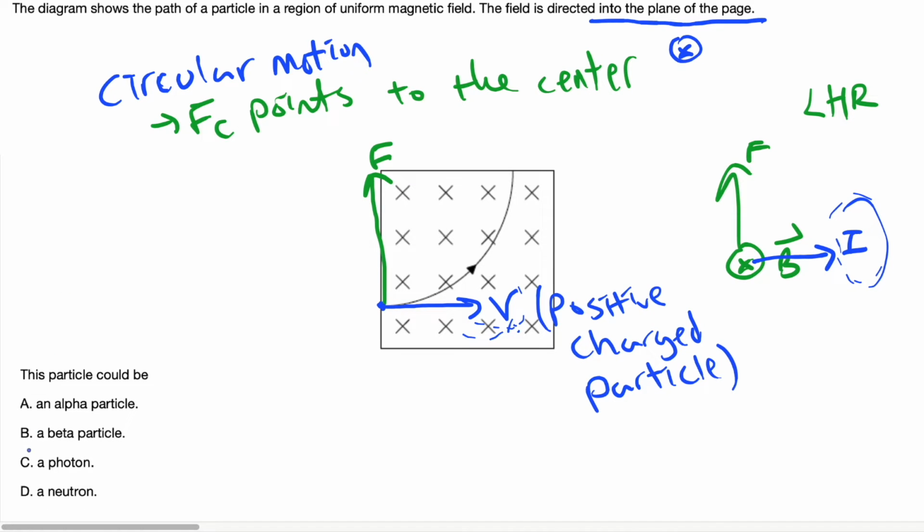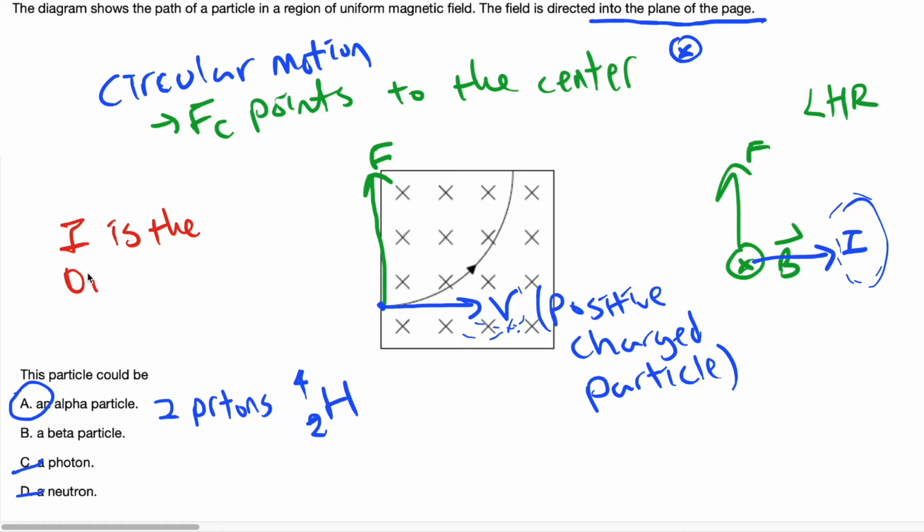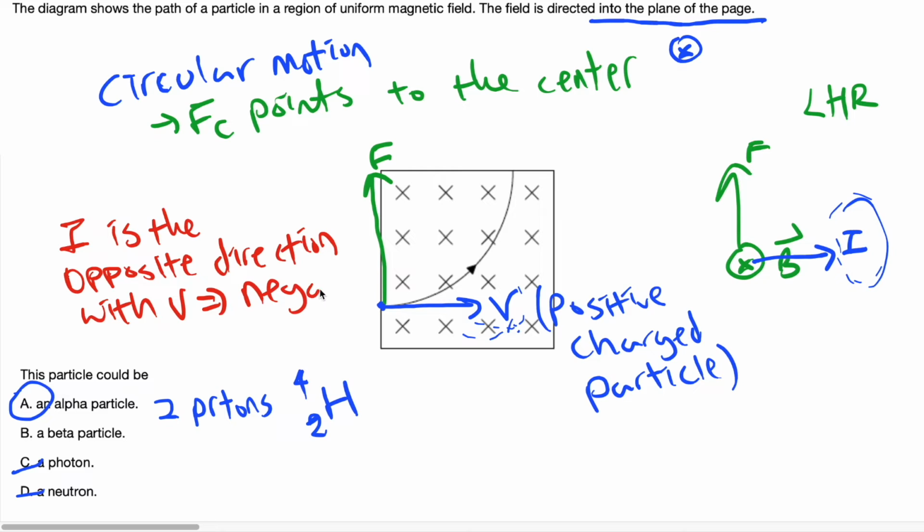And here a photon has no charge. A neutron has no charge. A beta particle, no, this is not correct. An alpha particle is correct because an alpha particle is equal to 2 protons, helium. So the answer will be A. Just a reminder, in any similar problems, if current is in the opposite direction with velocity, you should know that it will be a negatively charged particle.